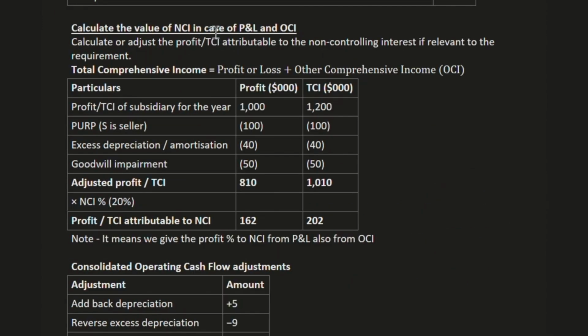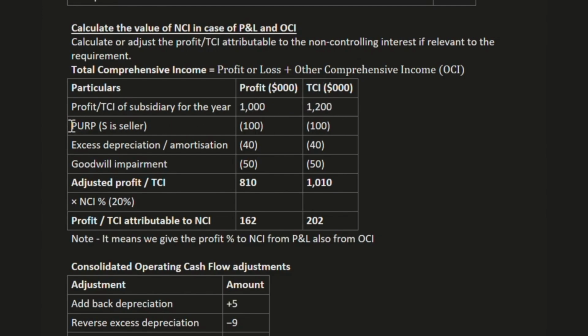Now calculate the value of NCI in case of profit and loss and OCI. Calculate or adjust the profit or total comprehensive income attributable to the non-controlling interest if relevant to the requirement. Total comprehensive income formula: profit or loss plus other comprehensive income. We have profit 1000 plus OCI 200, so the TCI will become 1200.